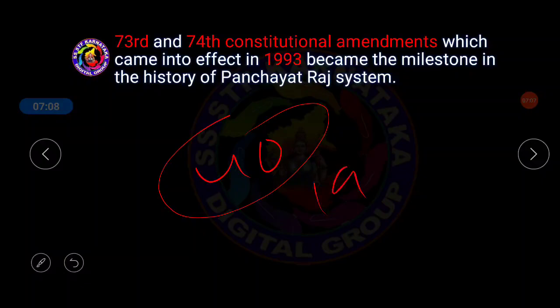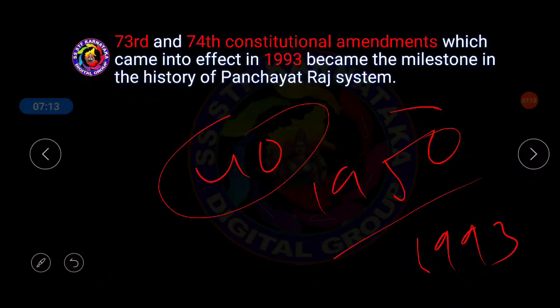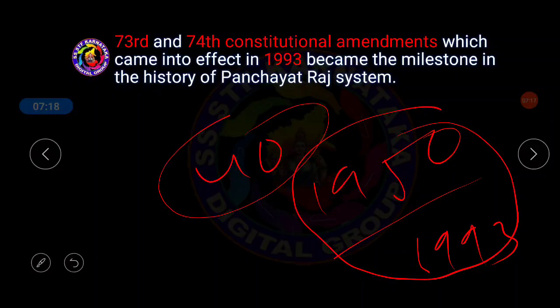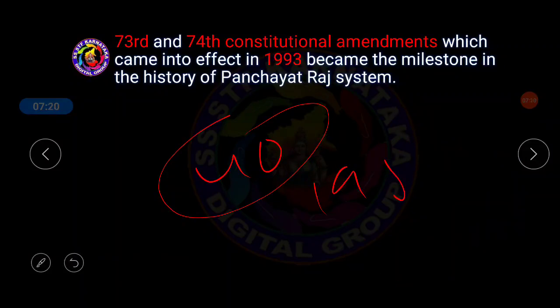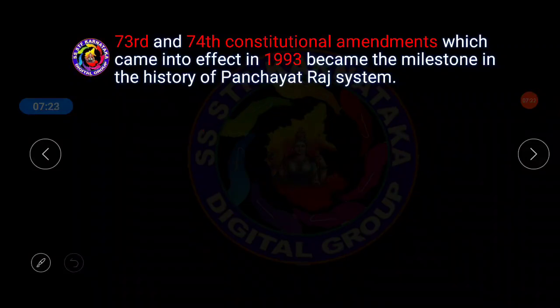But from 1950 to 1993, there was no constitutional bond that local self-government had to be established. There was no constitutional obligation, but only a few states like Rajasthan, Karnataka, and a few others had local self-government, but it was not compulsory. Having local government in every state was made compulsory with the help of the 73rd and 74th constitutional amendments, which came into effect in the year 1993.